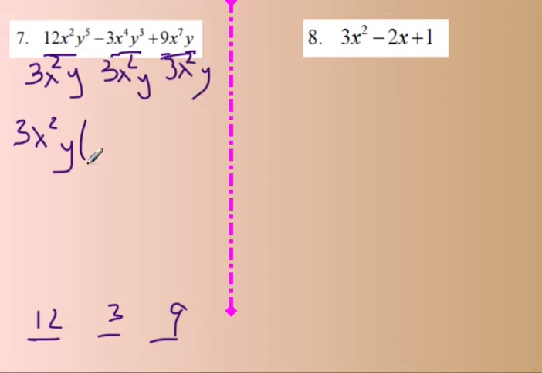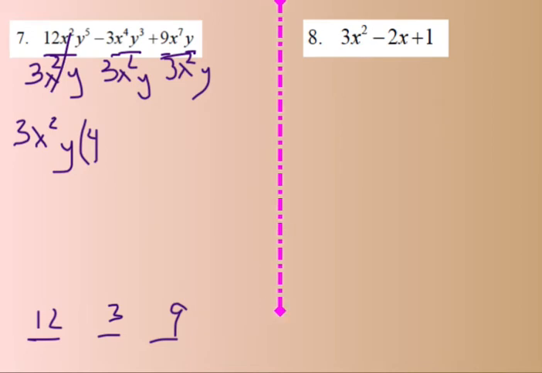So then 12 divided by 3 is going to give me 4. x squared over x squared is going to cancel out. Negative 3 divided by 3 is just going to be negative, and I got ahead of myself. y to the 5th divided by y to the 1st, subtract those exponents and I'm going to get y to the 4th. Negative 3 divided by 3, you don't have to write the 1 because there are other parts of that term.